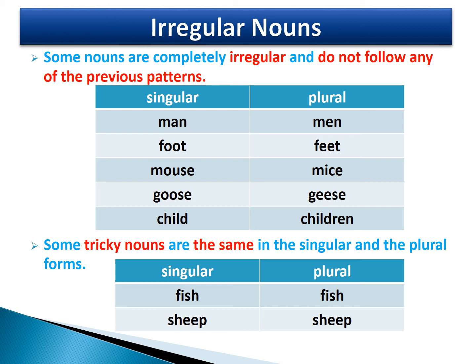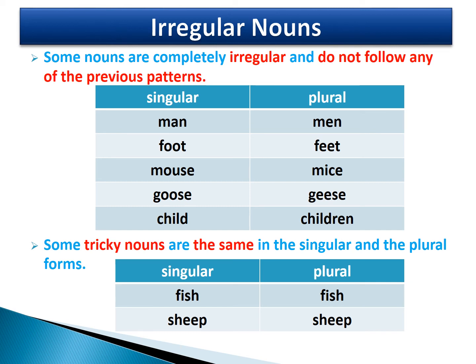So when you want to change the irregular noun from singular into plural, you don't follow any rule. You just learn the plural by memorizing it. So some nouns are completely irregular and do not follow any of the previous patterns. And we have the examples. Man, to change man from singular into plural, we don't put s. We don't say the plural of man is mans. No, that is wrong. What is the plural of man? The plural is men, because man is an irregular noun.